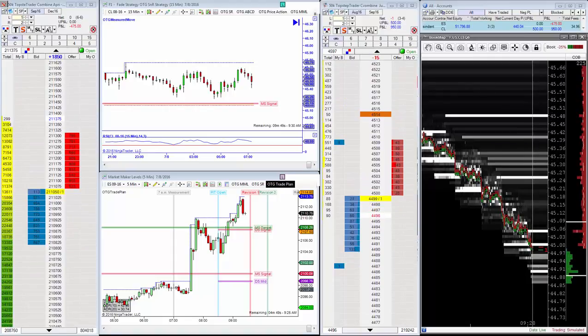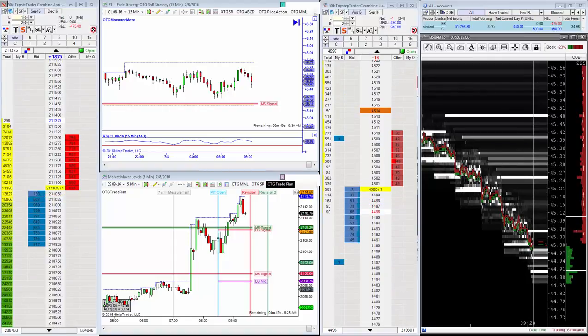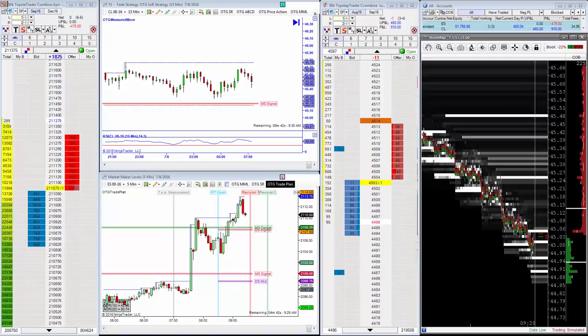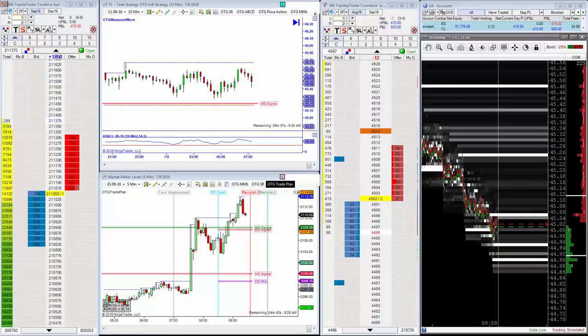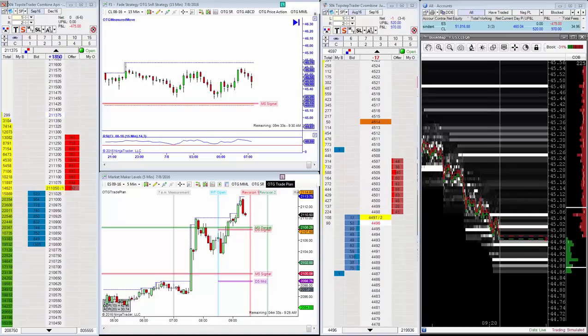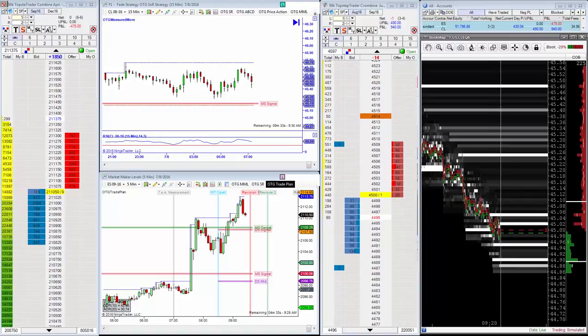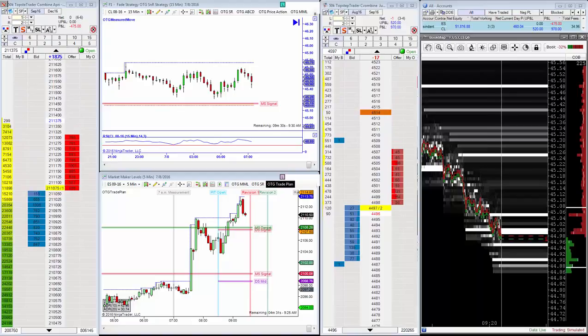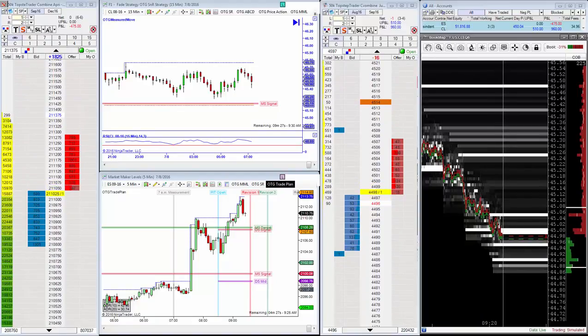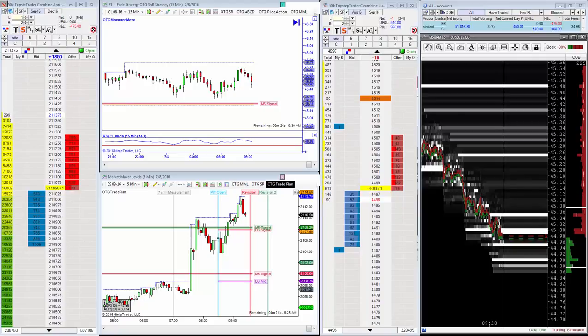There's 98, 97, 96. Okay, 9 is the stop. So the entry was 49. That's 40 ticks on the trail stop here. 110 short at 05, targeting 87. Bring the trail stop now to 06.